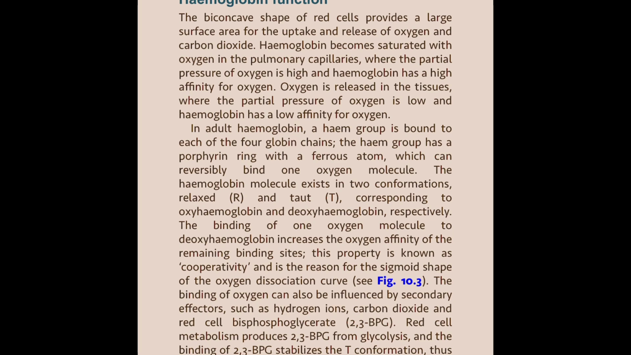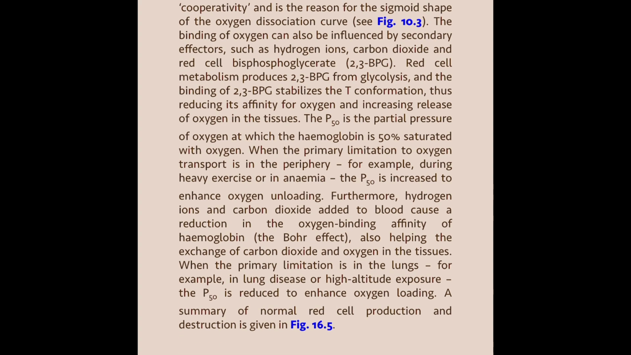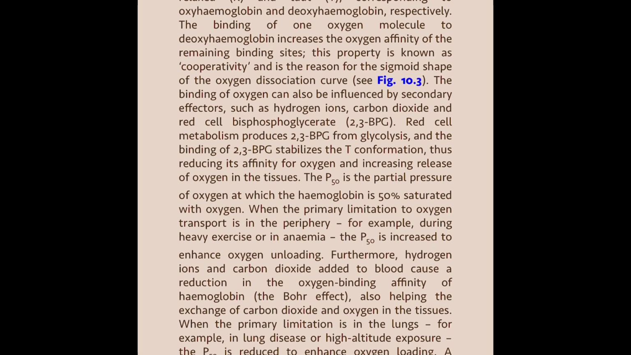In adult hemoglobin, a heme group is bound to each of the 4 globin chains. The heme group has a porphyrin ring with a ferrous atom, which can reversibly bind to an oxygen molecule. The hemoglobin molecule exists in 2 conformations, relaxed and taut, corresponding to the oxyhemoglobin and the deoxyhemoglobin respectively.